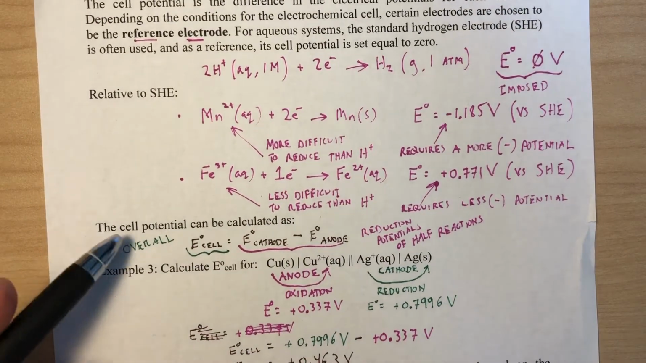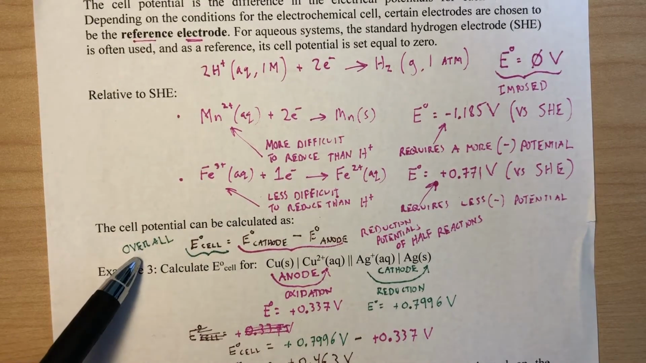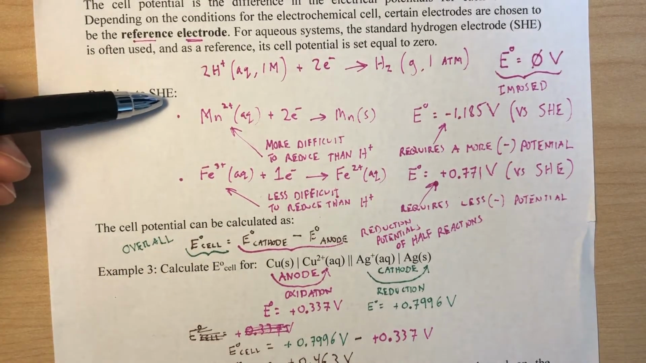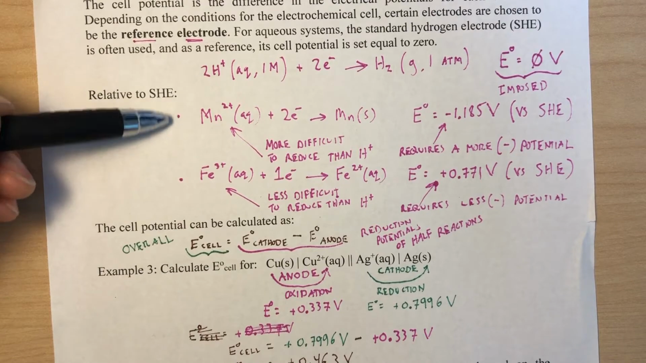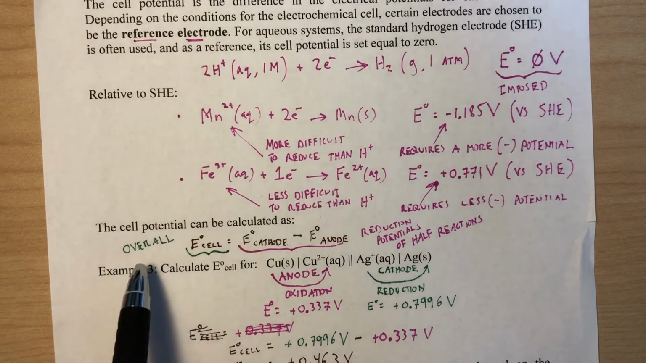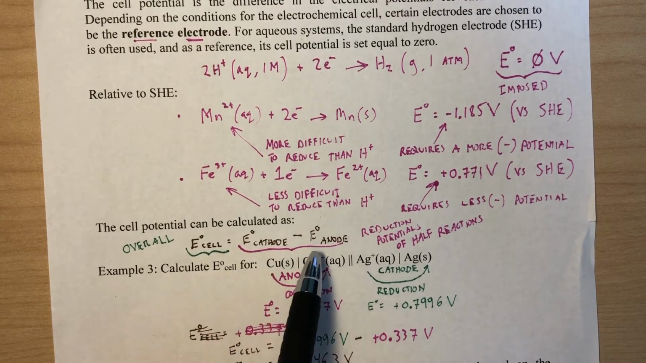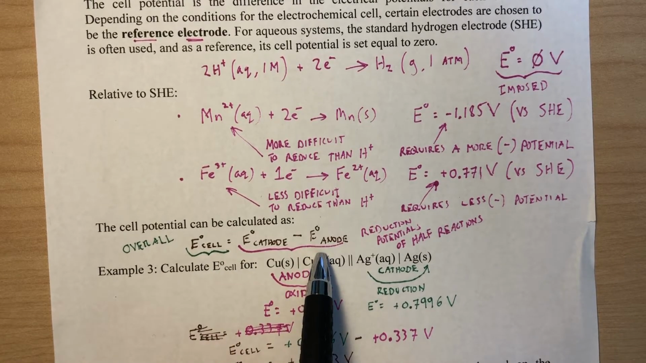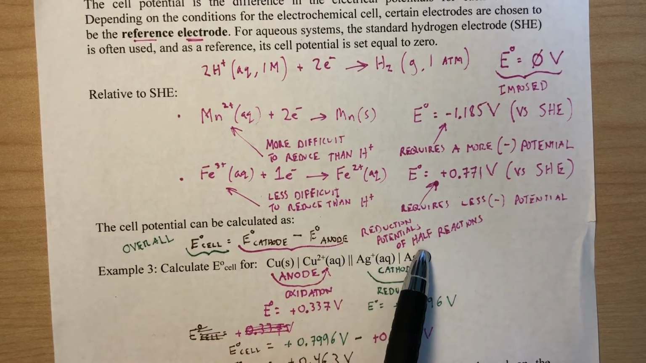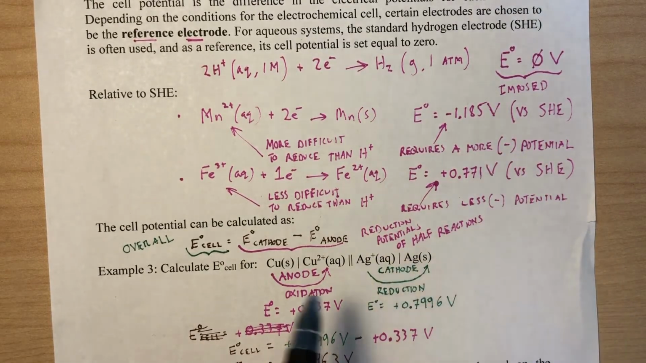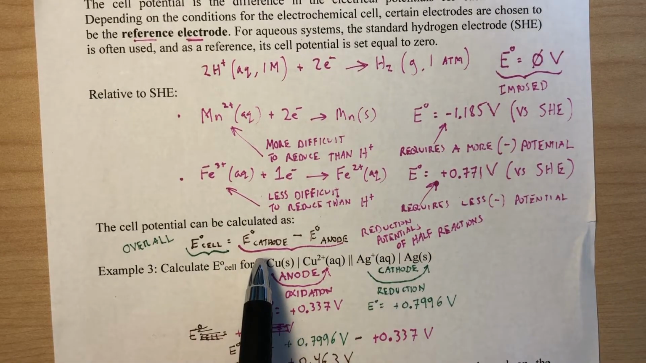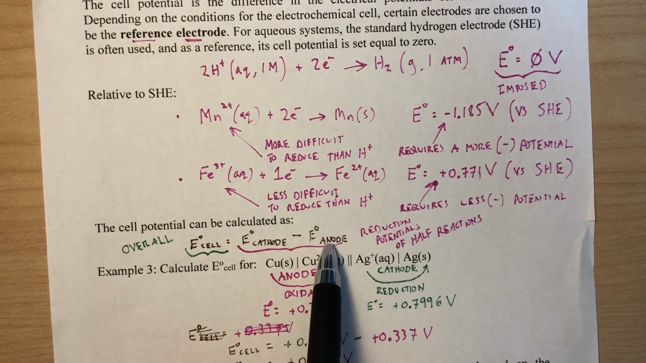So overall, the cell potential can be calculated for the entire reaction, which would be in this case manganese and iron reacting with one another. The overall E cell is going to always be equal to our E cathode minus our E anode. So the reduction potentials of the half reactions. So that's these values over here. The question is, for all of these reactions, which one is going to be the cathode, which one is going to be the anode.